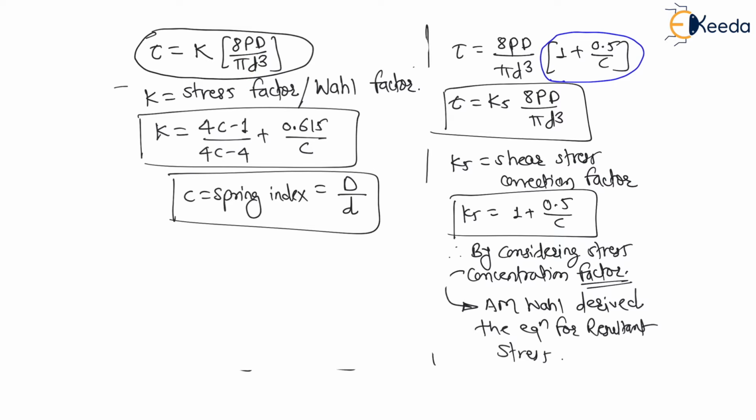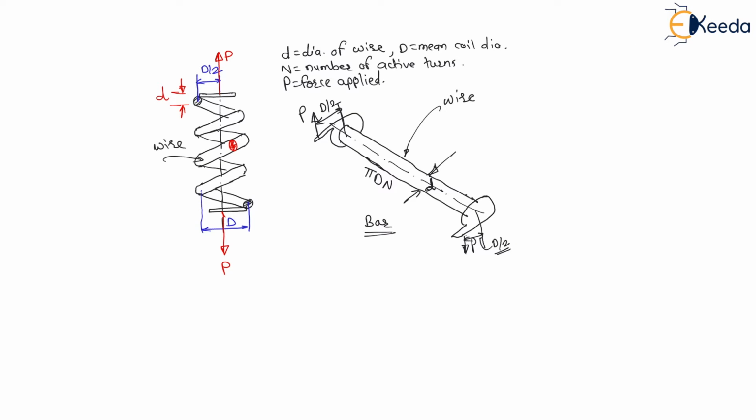Now let us find deflection in the spring. Just a few minutes back we have seen this diagram. Now my dear students, let us solve for deflection. Here, as there is a torque, there will be a torsional deflection, right? As on this wire there is a torque applied of magnitude PD divided by 2, then there will be angular deflection, that is torsional deflection theta in radian, right?